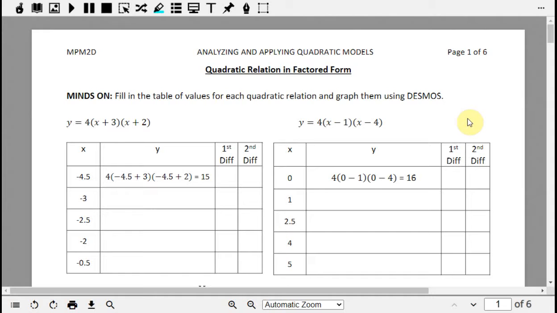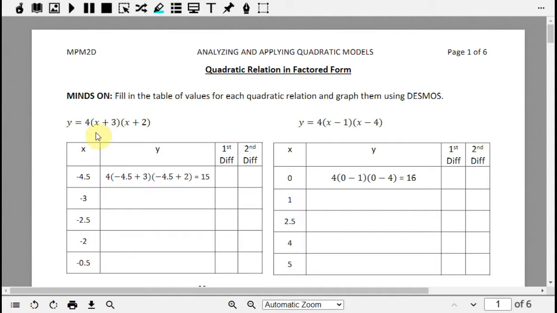So in this Minds On, I'm going to introduce you to some of the characteristics of the factored form equation. Here I have two factored form equations, and what you're going to be doing is filling in this table of values for each of these equations and then graphing them using Desmos. I would like to encourage you to try this on your own. If you're not sure what to do, then you can follow along with me. Otherwise, come back and check afterwards to see how you've done.